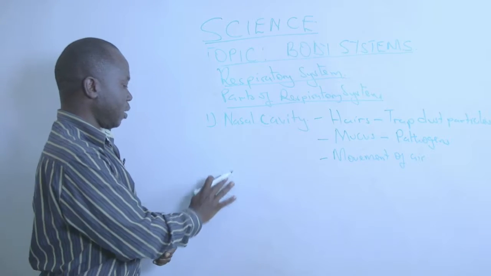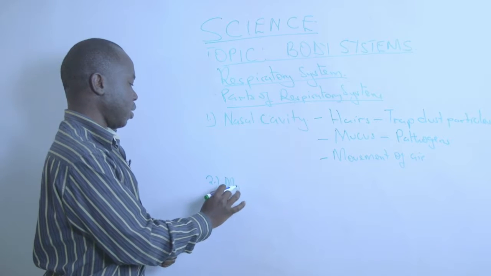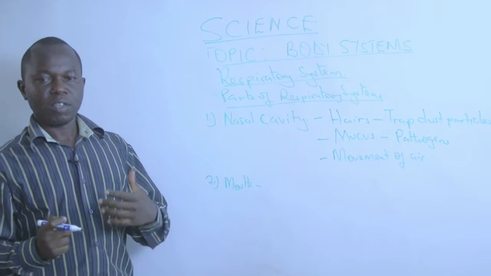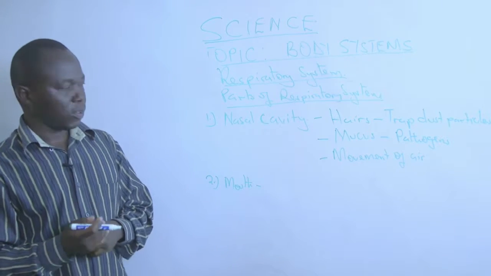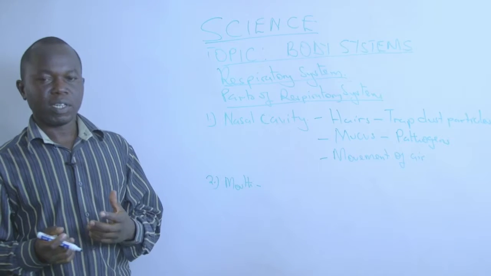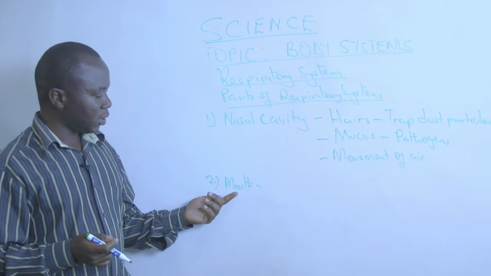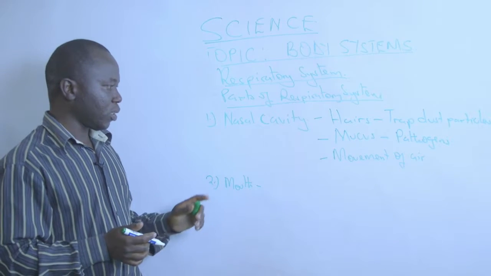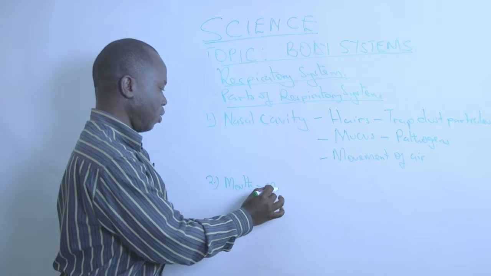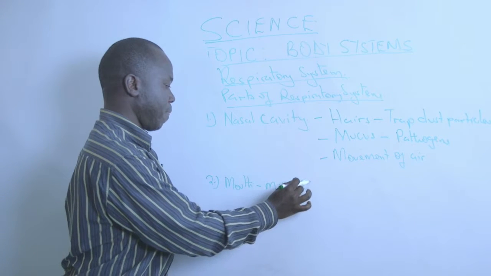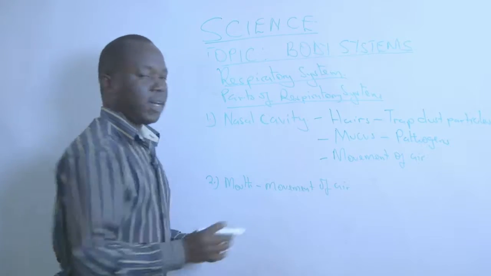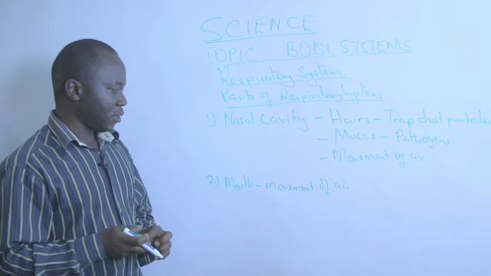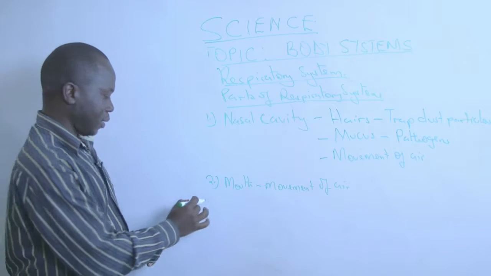Another structure is the mouth. The mouth is also important. Suppose you have a problem like common flu or cold, sometimes your nasal cavity will be blocked. When it is blocked, the breathing that takes place is through the mouth. So this one again allows movement of air from the atmosphere into the pharynx and then down into the lungs.